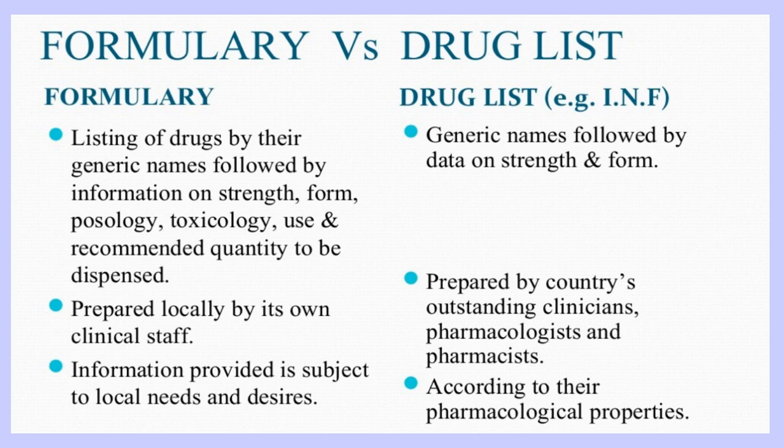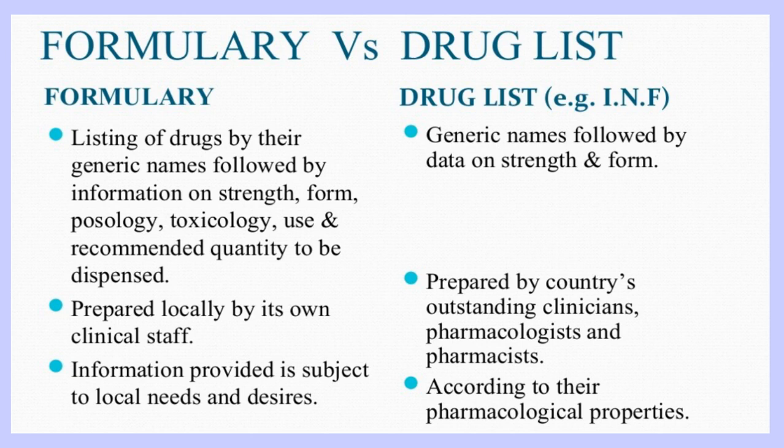So every country contains a formulary. Here, the formulary is restricted to a hospital. Every hospital has a separate formulary. In a formulary, the drugs that should be prescribed, dispensed, administered, purchased or procured are restricted. So there is a restricted list of drugs, but in a drug list there is no such restriction. They will provide a list of drugs. We can either adhere to it or not adhere to it.